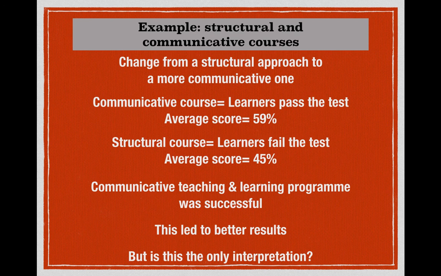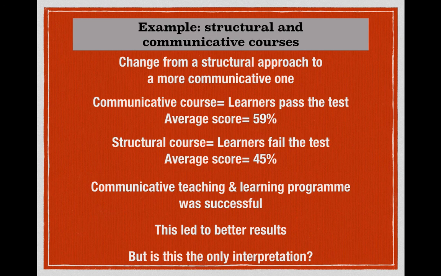Now the results, of course, after adopting the two approaches: in relation to the communicative approach, when it was adopted, the learners passed the test. Average score like 59%. This is an example, okay? And then the structural course, after adopting the structural approach, the learners failed the test and the average score is 45%. So you see the difference. More success after adopting the communicative approach, and less success, more failure after adopting the structural approach.